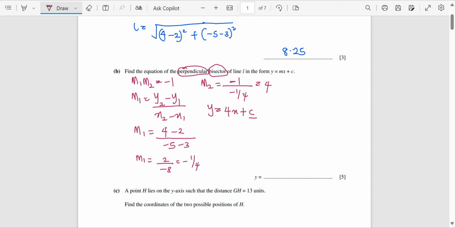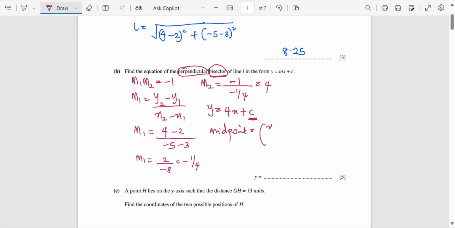Now we need to find the value of c, which is the intercept. For us to find the intercept, we need to find the coordinates of a point the line is passing through. Now since the line is passing through the midpoint, that's the meaning of the bisector here. It's passing through the midpoint. So we need to find the midpoint.